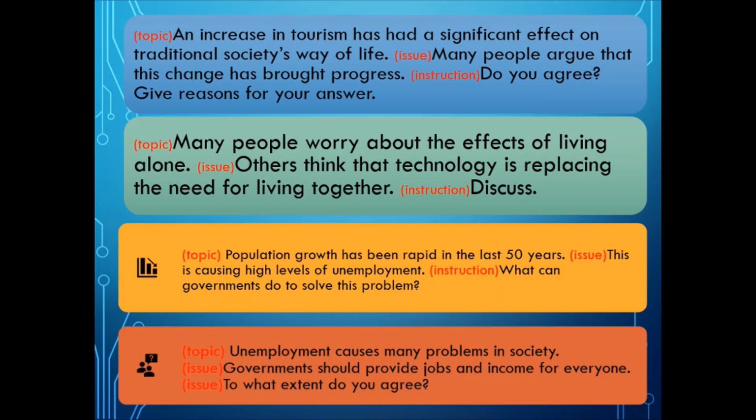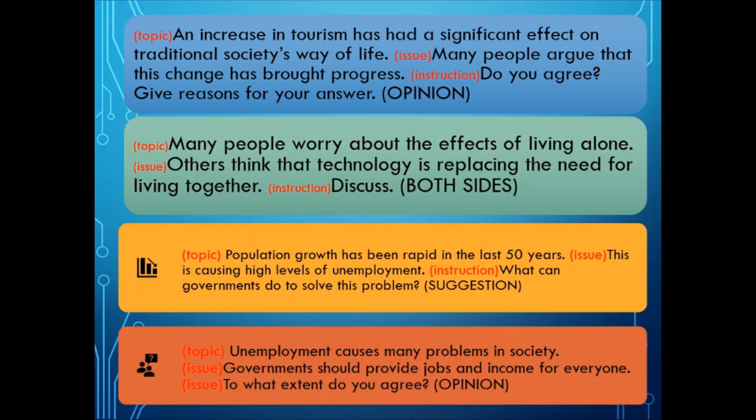All right, so you just have to take a look at the instruction. The first one: do you agree? The second one: discuss. The third one: what can governments do to solve this problem? And the fourth one: to what extent do you agree? All right, so the first one is asking you to give an opinion because it's asking you, do you agree?